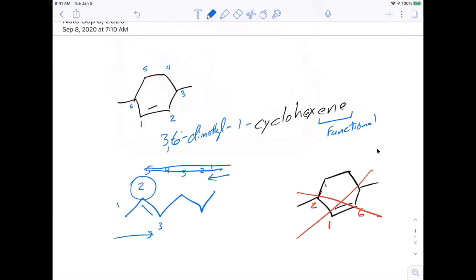Now, the 1 there can be left off. Why would the 1 be possible to be left off? What's the system? If I have a cyclic, where does the double bond have to be? 1. By definition, the cyclohexene has to be 1. So this could be 3, 6 dimethyl cyclohexene. The 1 doesn't add anything, so therefore it does not have to be included in the name.